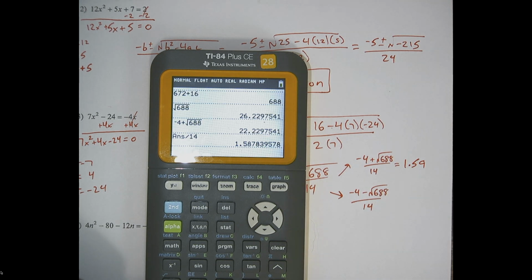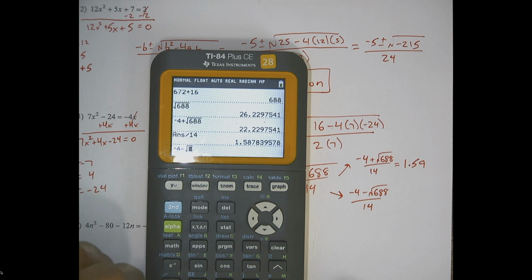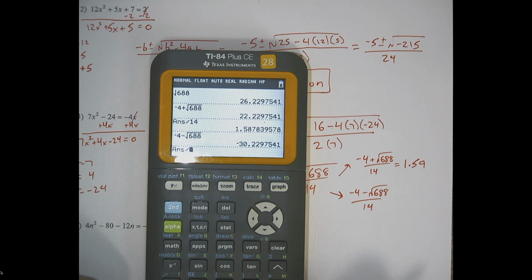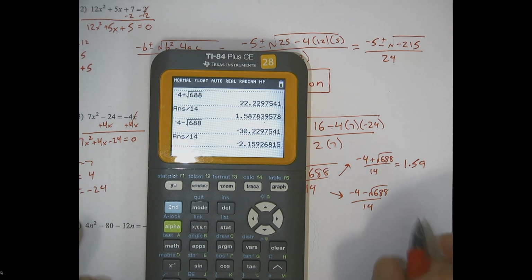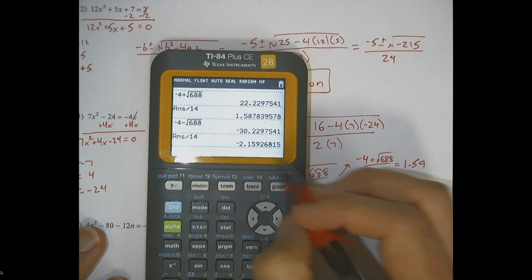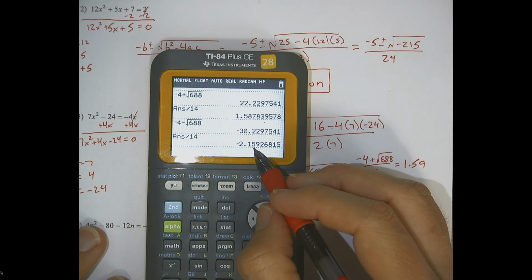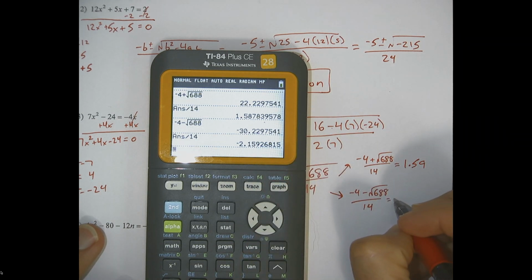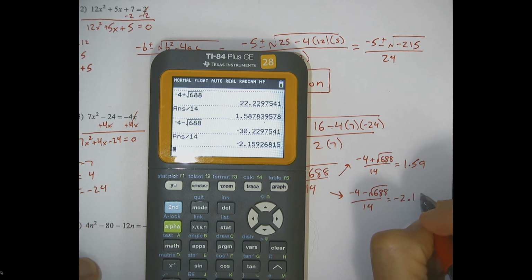When I work the bottom, it's negative 4 minus the square root of 688 divided by 14. Final answer, now is a good time to round. Tenths, hundredths. Okay, 9 bumps it up. So it's going to be negative 2.16.